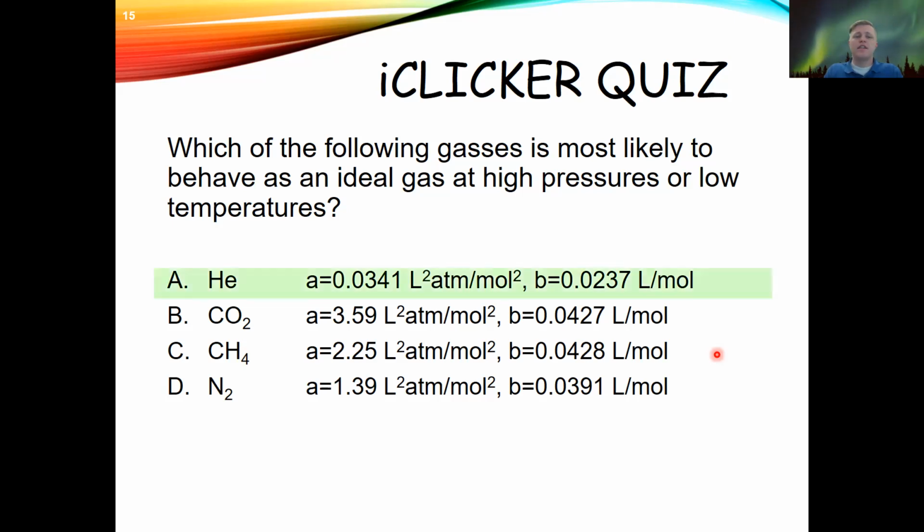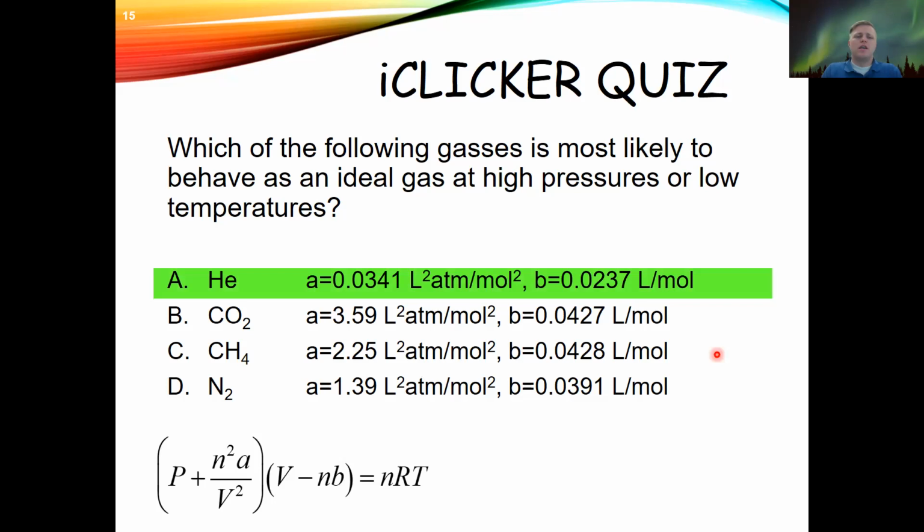Right, the correct answer is actually helium. Why is it helium? Well, if I write out my van der Waals equation, then I get this pressure plus n squared A over V squared times V minus nB. And you'll notice that helium has really small A and B terms. They're both almost 0. And if A is actually 0, then this whole term, A times n squared over V squared, is going to be 0. So we'll actually not be adding anything to our pressure term.